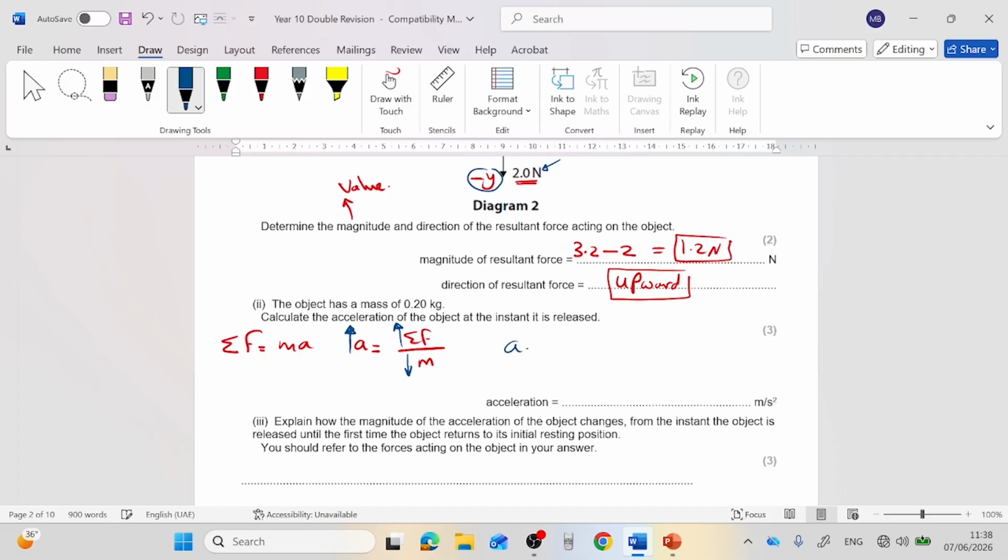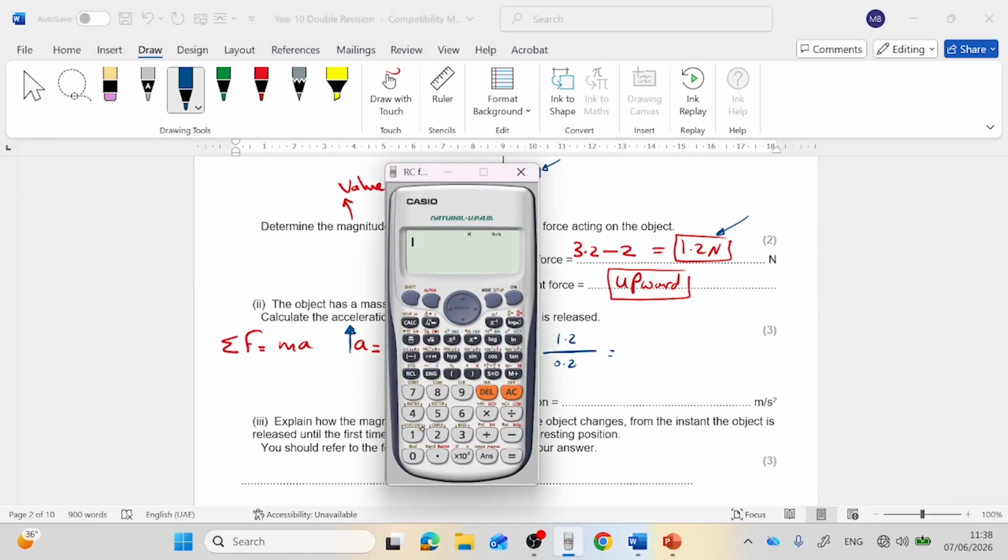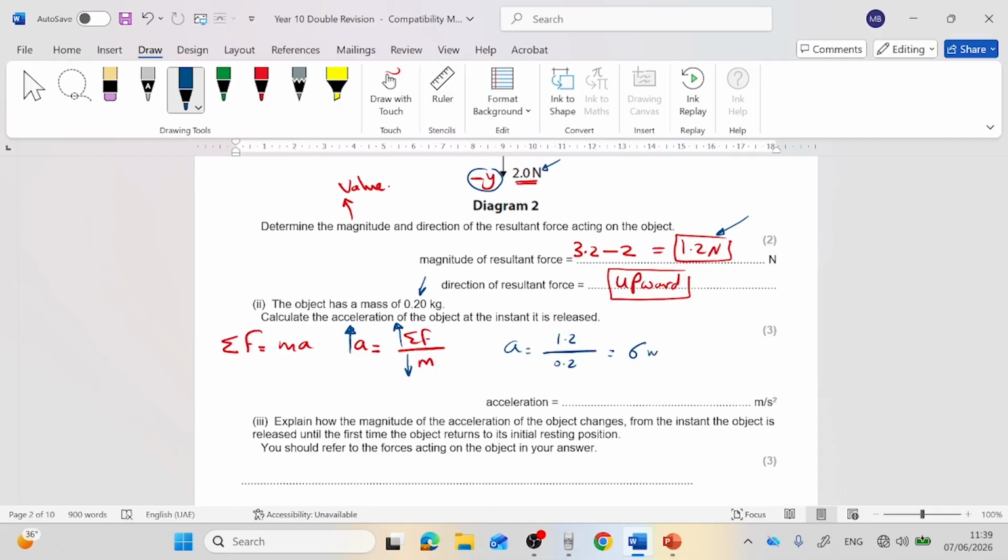So to calculate the acceleration, you need to find the resultant force. We already calculated it. It was 1.2, divided by the mass, which is given in part double I, which is 0.2 or 0.20. They are the same. Then you will divide 1.2 by 0.2. It will be 6. Since this is acceleration, its measuring unit is meters per second squared. So this is the acceleration due to the resultant force.